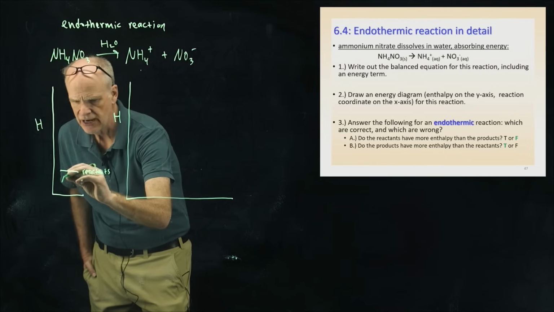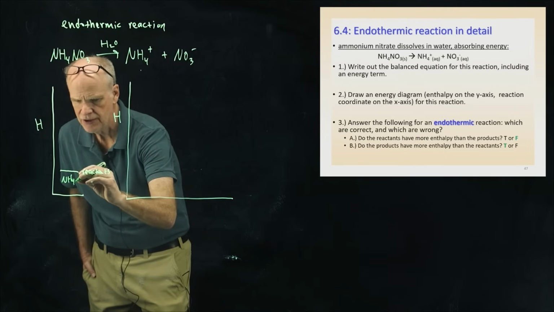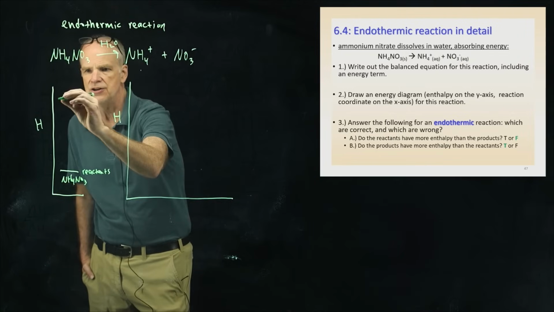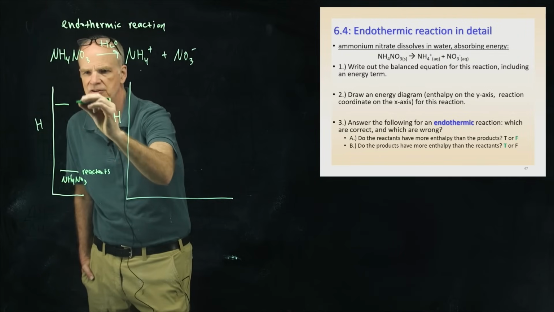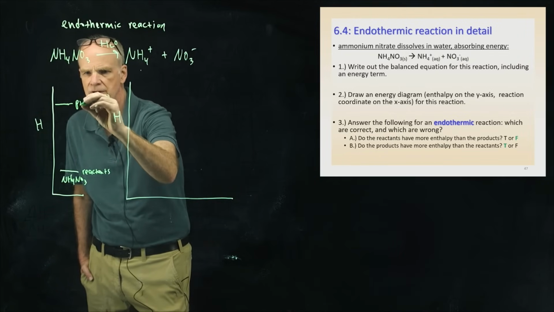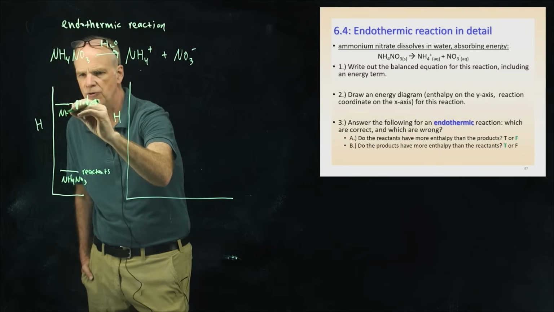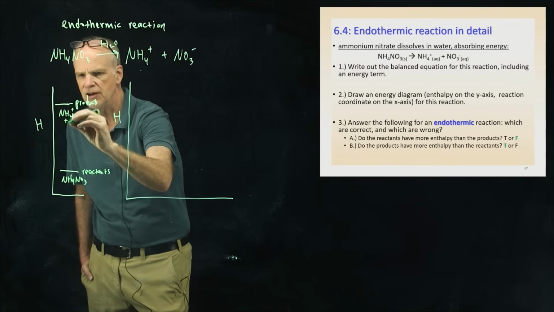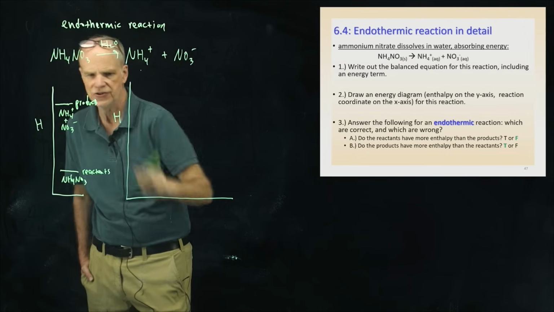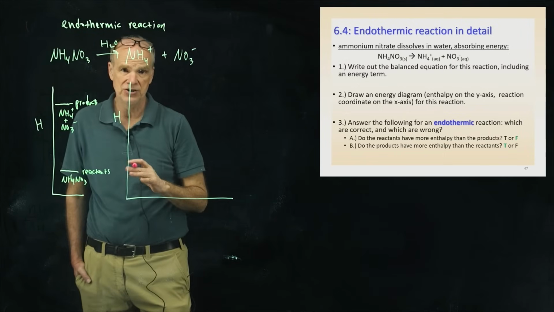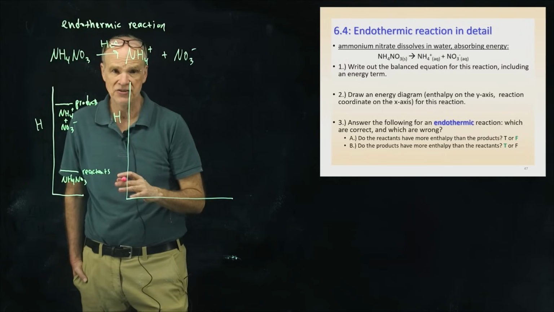And so let me write out the reactants. It's NH4NO3, the ammonium nitrate salt. And then here is the enthalpy of the products, which are the ions, NH4 plus and NO3 minus. Okay. Now, what we can do on this diagram is show how you figure out the change of the enthalpy of the reaction.